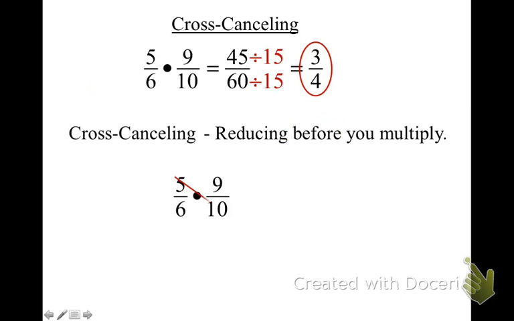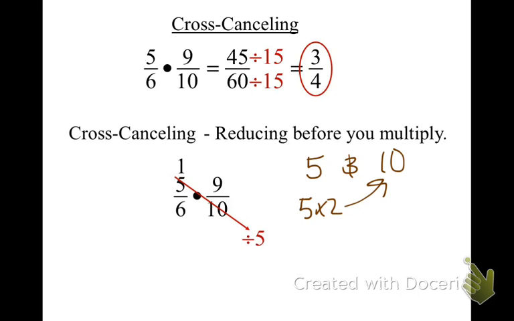Now, why is it that I can divide both of those by 5? If you notice, I have 5 and I have 10. Well, I know that 5 times 2 will give me 10. So I can divide this by 5, and I'll end up with a 1. Divide this by 5. What's 10 divided by 5? I'm going to end up with a 2. I'm going to cancel things out ahead of time. So I get my 2, and then you're going to look the other way.